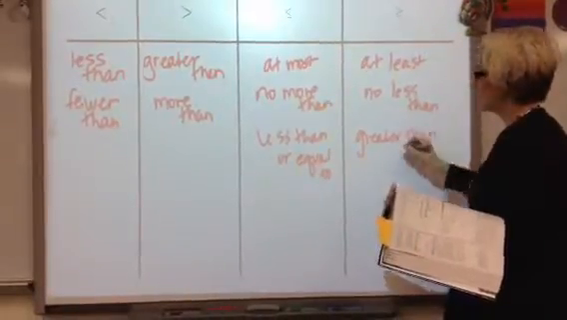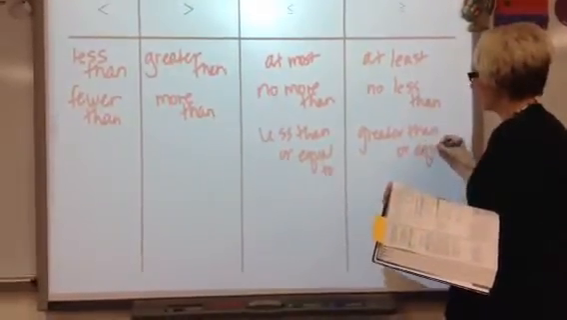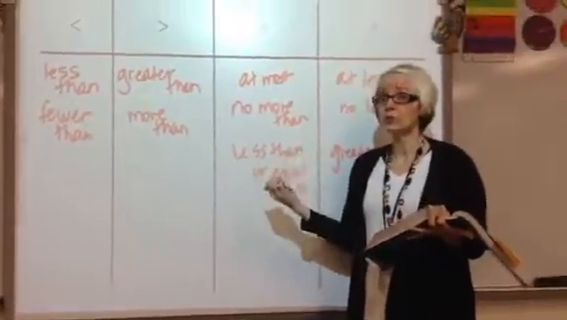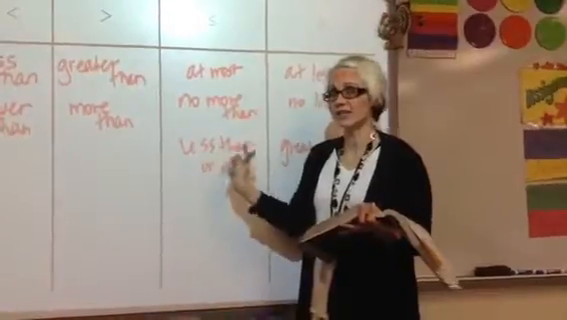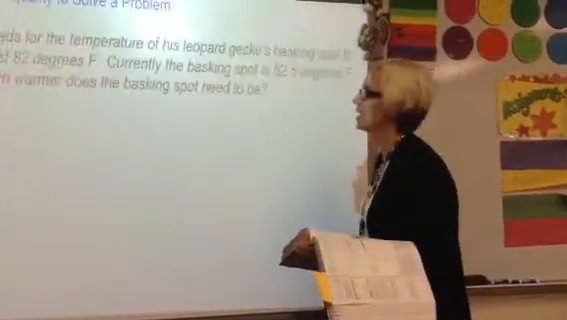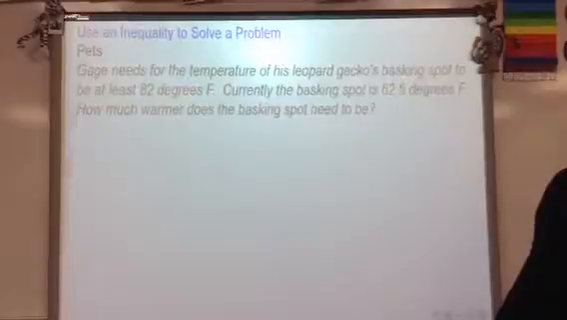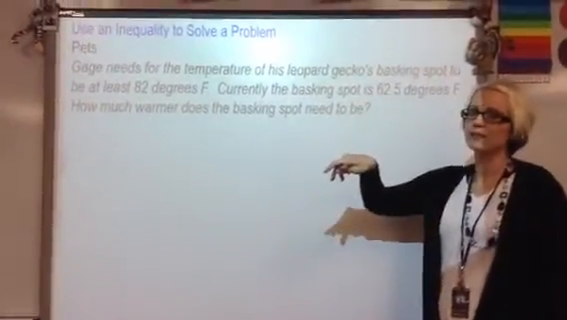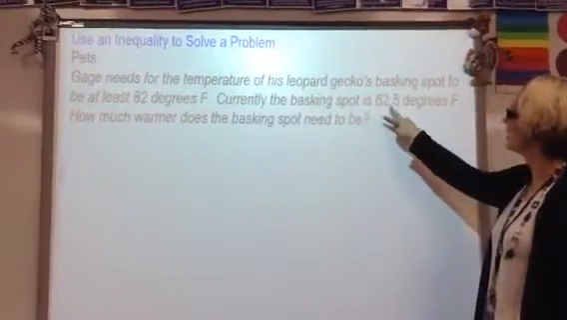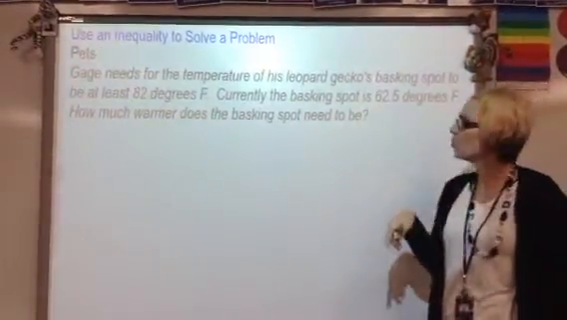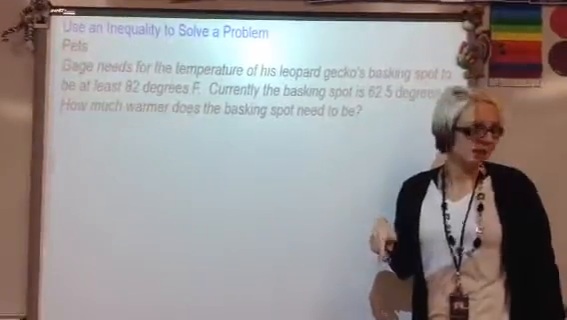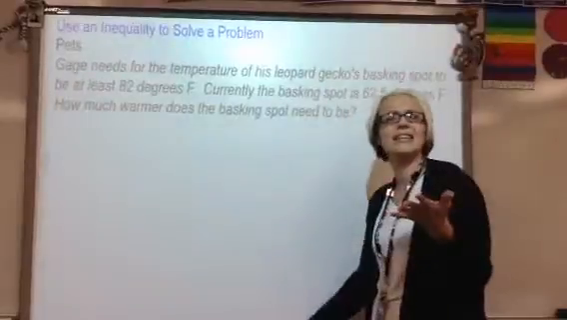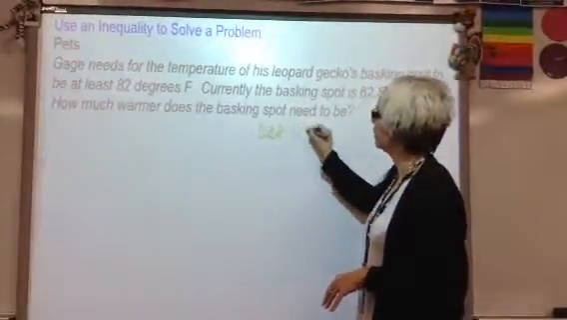Now, I would really highlight this section in your notes, because when we do writing of inequalities from real-world situations, you want to have these in your notes. So let's try an example here. Gage needs for the temperature of his leopard gecko's basking spot to be at least 82 degrees Fahrenheit. Currently, the basking spot is 62 degrees Fahrenheit. So how much warmer does the basking spot need to be? Well, first of all, we need to come up with a variable. So let's say let T represent the temperature.